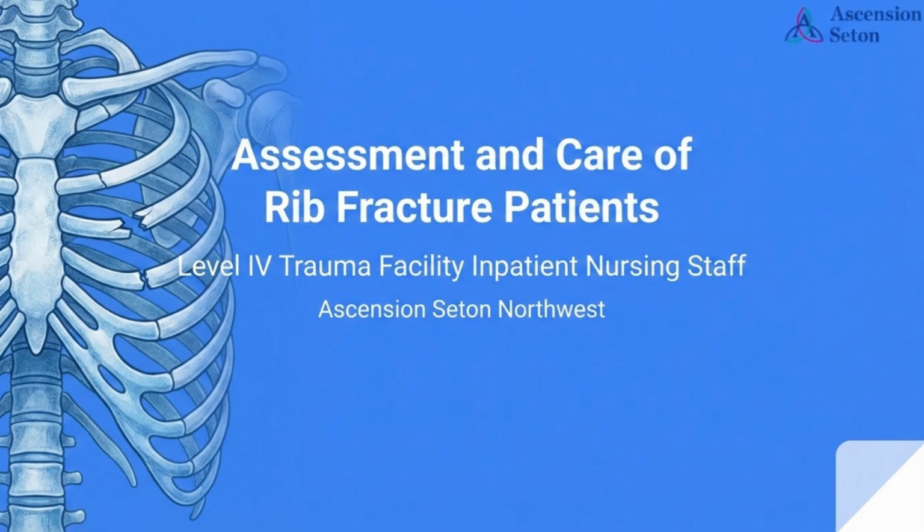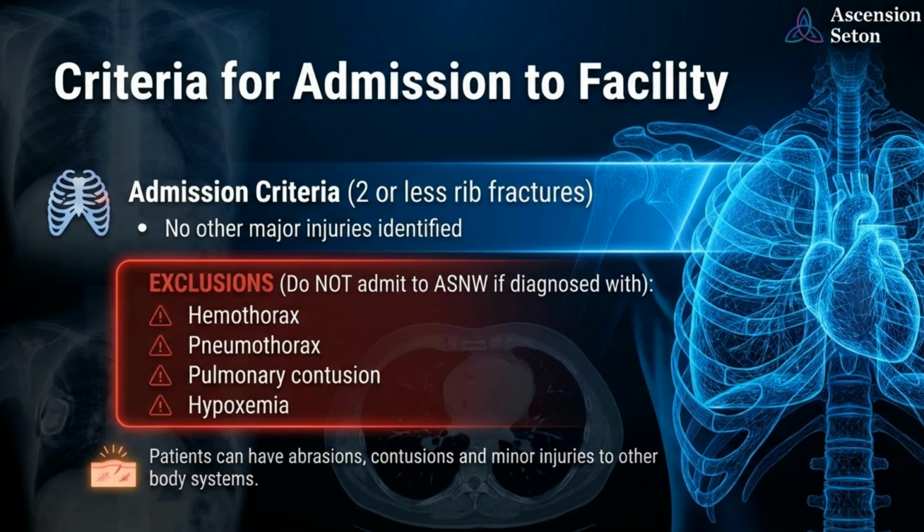Welcome to this video on the assessment and care of rib fracture patients, intended for Level 4 Trauma Facility inpatient nursing staff at Ascension Seton Northwest. Admission criteria for 2 or less rib fractures include no other major injuries. Exclusions for admission to ASNW include hemothorax, pneumothorax, pulmonary contusion, or hypoxemia.